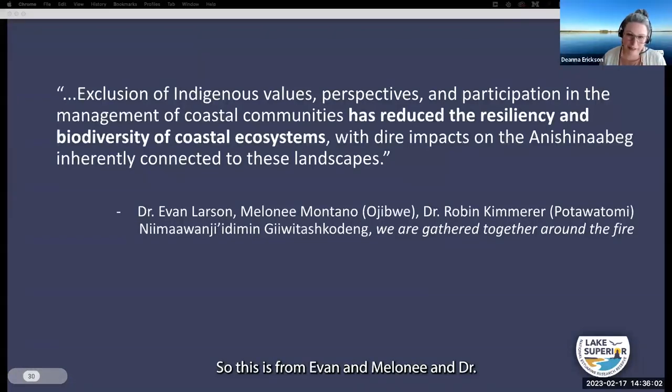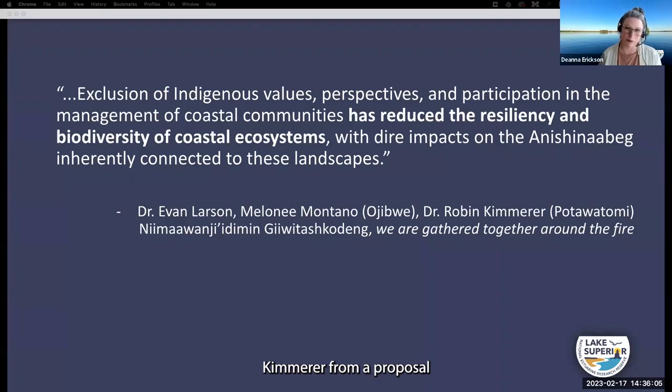Next slide. So this is quoting Evan and Melanie and Dr. Kimmerer from a proposal for that Ishkode project, the fire project. In this place and in many coastal places, the exclusion of Indigenous values, perspectives, and participation in the management has reduced the resiliency and biodiversity of cultural ecosystems. We can see that with the loss of fire. We can see that with the loss of care of medicine plants. We can see that with the loss of Manomen or wild rice. And that has really negative impacts on Anishinaabe people. It also has negative impacts on the landscape. So when those relationships are restored, when those approaches to stewardship are restored, we are able to also have the restoration of communities.